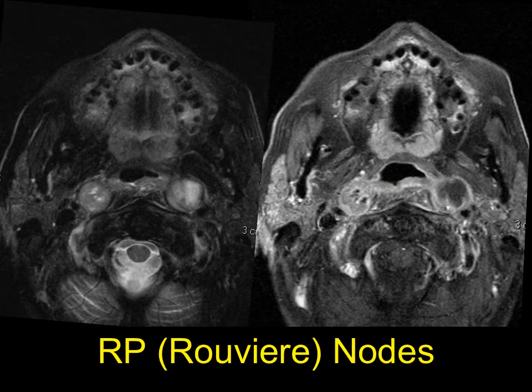Next, we have retropharyngeal nodes. So between the airway and the vertebral body, we have the retropharyngeal space where we have fat as well as lymph nodes, and we see these very large retropharyngeal nodes at that side.